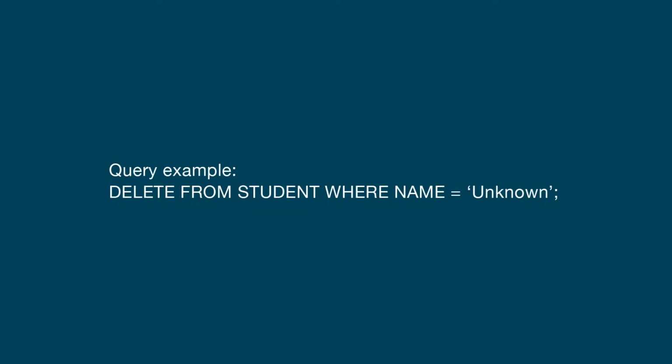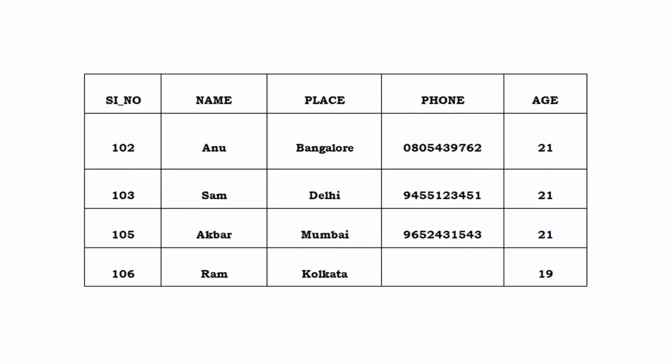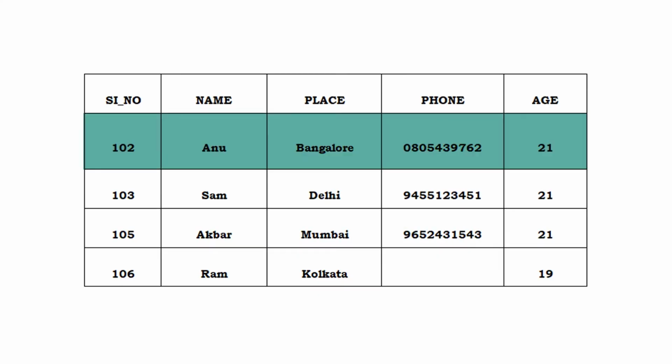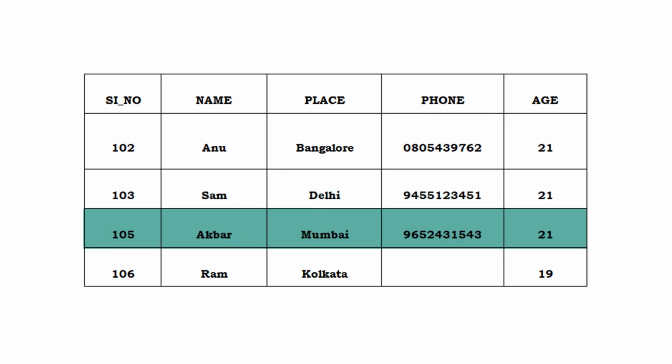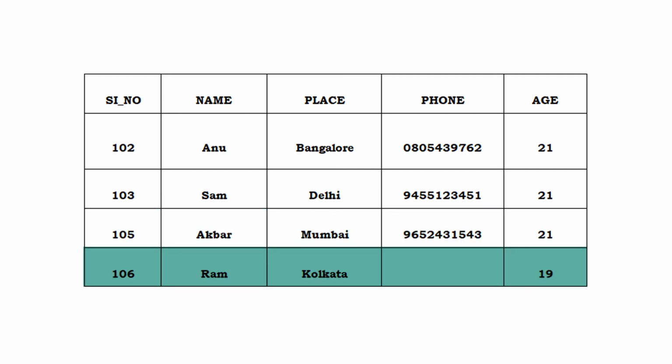Query example: DELETE FROM student WHERE name equal to unknown. This query will delete two rows, the first row and the fourth row, and the table student will now look like this: 102 Anu Bangalore 0805439762221. 103 Sam Delhi 945512345121. 105 Akbar Mumbai 965243154321. And 106 Ram Kolkata, null value and 19.